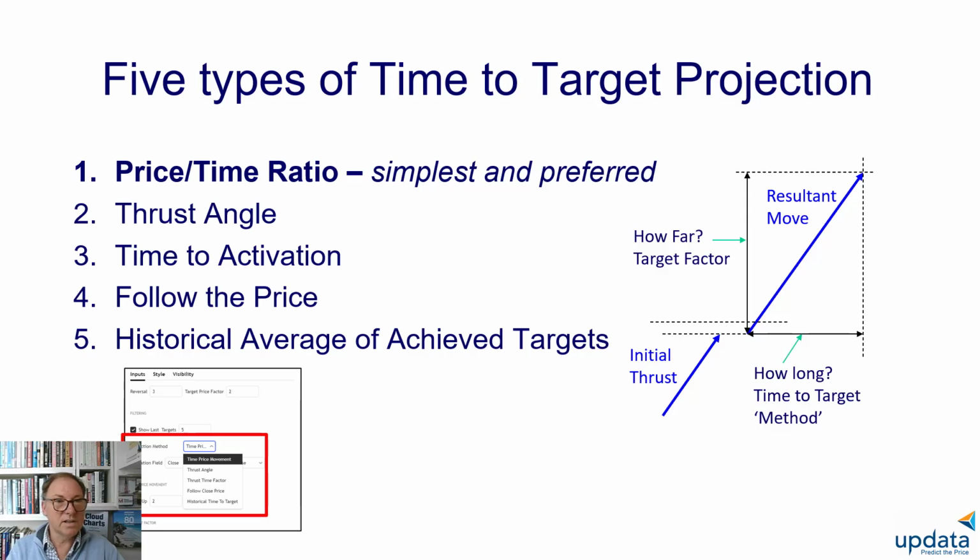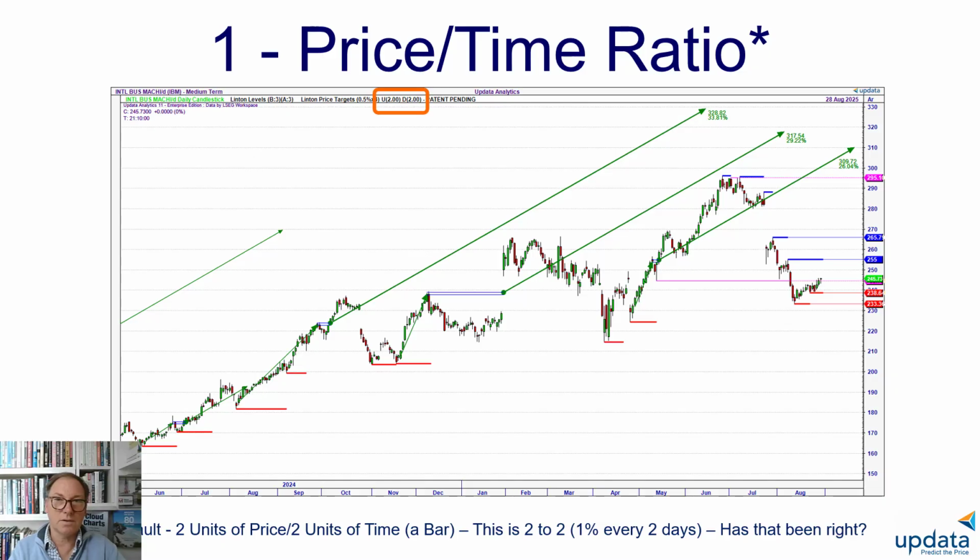The thrust angle is another one, time to activation, follow the price, and I'll just quickly take you through these. The time price ratio is my preferred one, and here we can see we've got multiple targets on Intel. This is a 2 to 1, and so this says 1% every 2 days because it's a 0.5% unit of price. Has this been right?